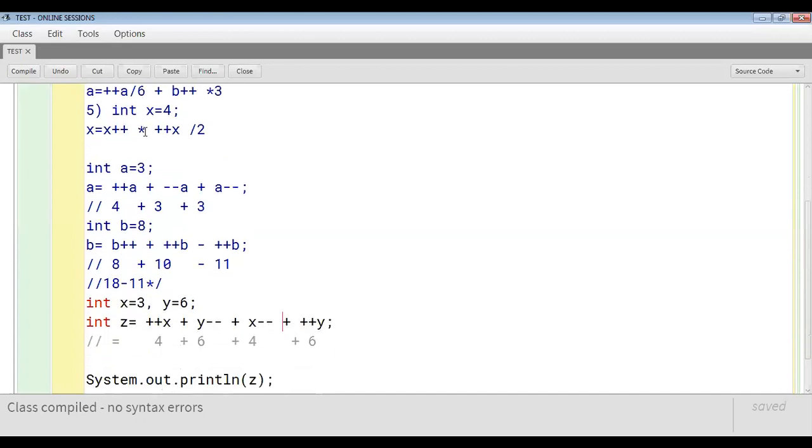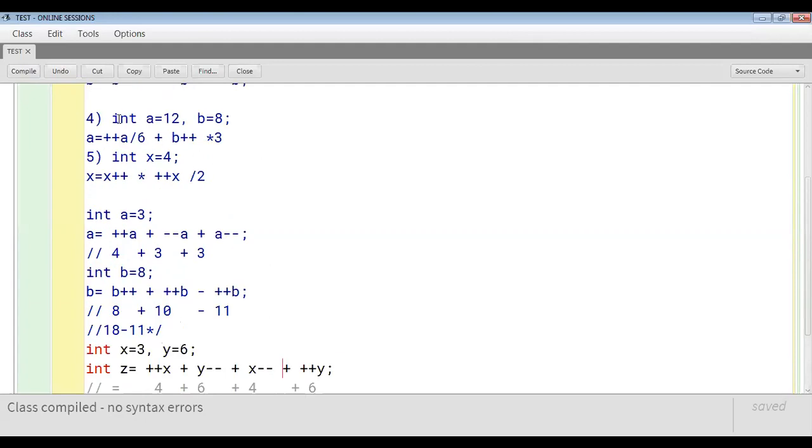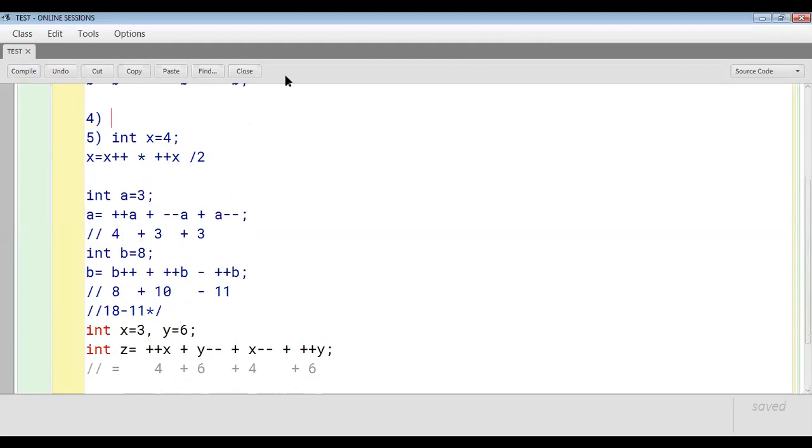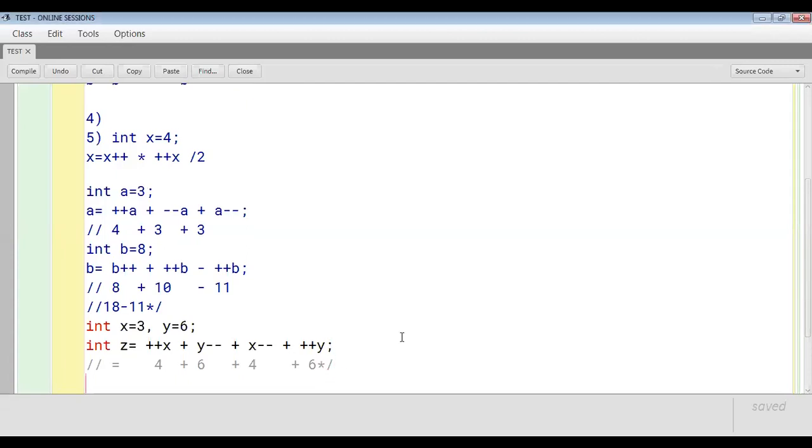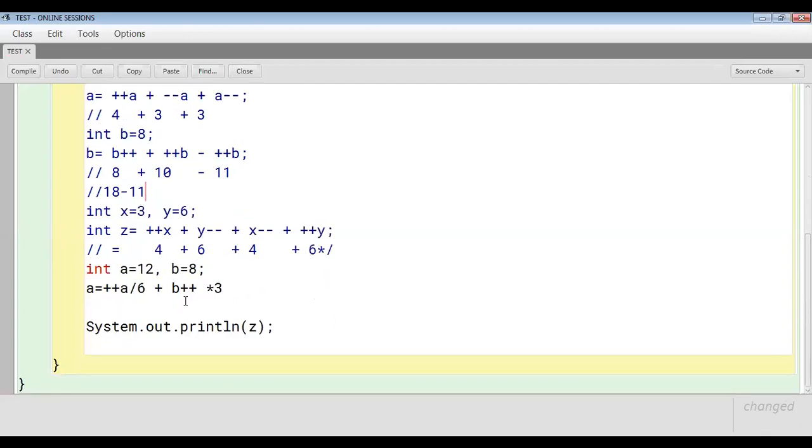Any doubts now? Otherwise, let's solve the second one, the next one. Okay, sure. Now let's solve the next one. Now, what's the value of A? 12. B, 18. Sure. Write down.